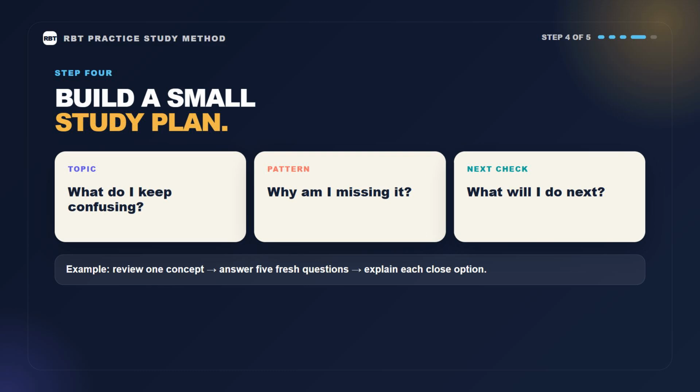Avoid making a study plan with 20 vague tasks. A better plan names the topic, the error pattern, and the next check. For example, review 1 concept, answer 5 new questions, and explain each close option before checking the result.